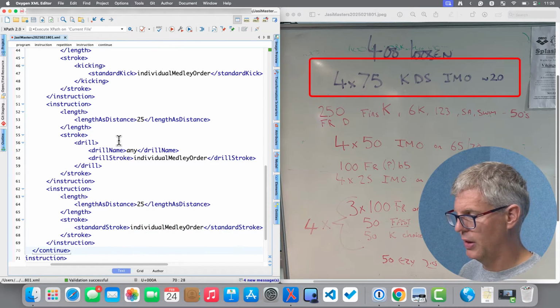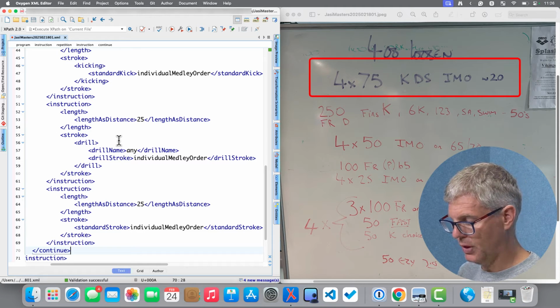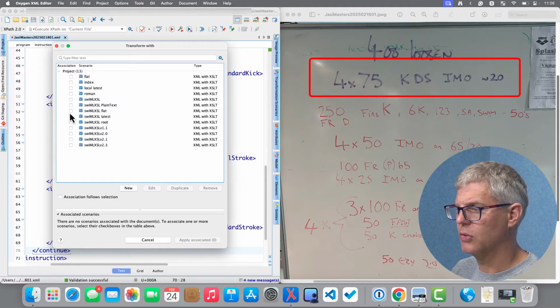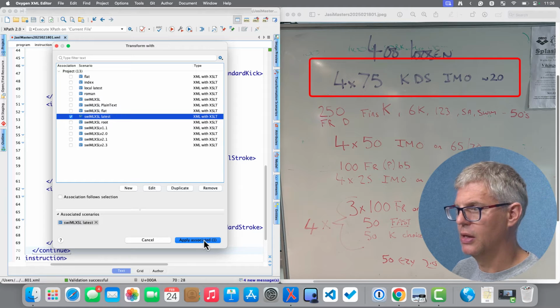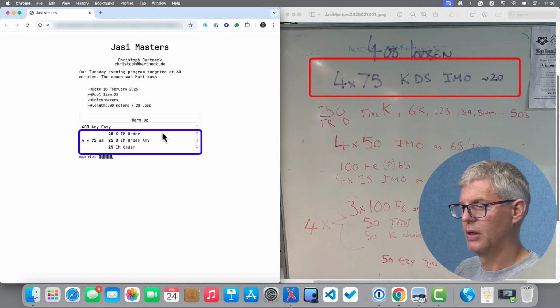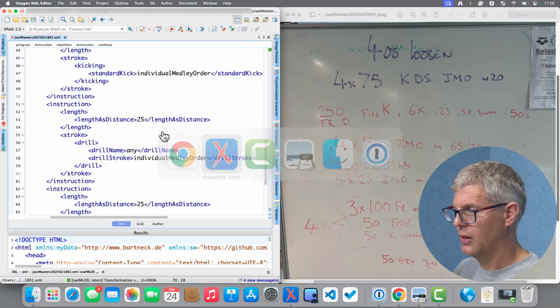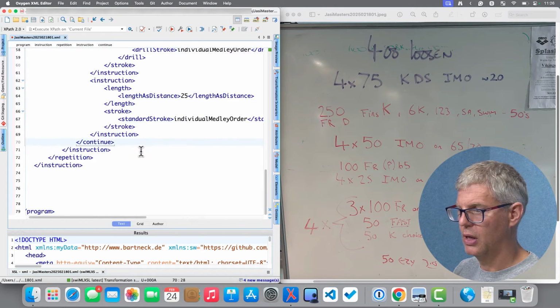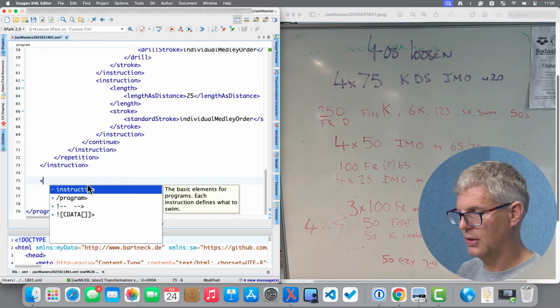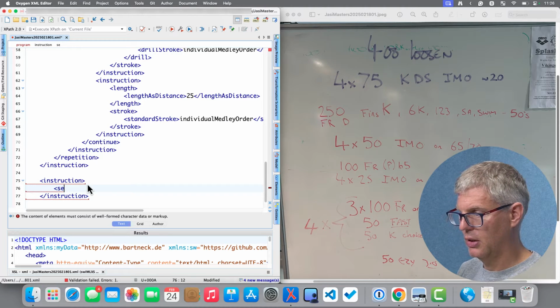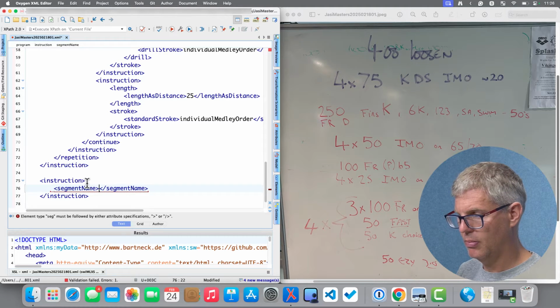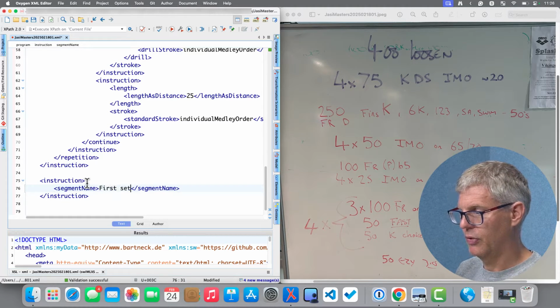Now, that would be the warm-up. Let's see how this looks like. We associate a scenario to it. 4 times 75s, yeah, that all makes sense. Cool. Now let's move over to our first set. So we start with a new segment name. No, there we go. First set. Let's see. What do we have?